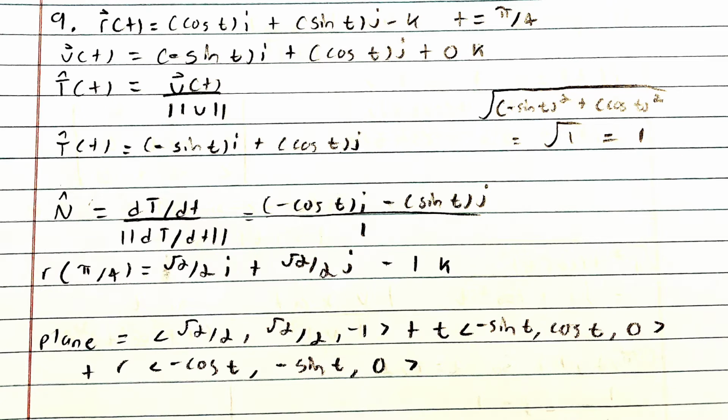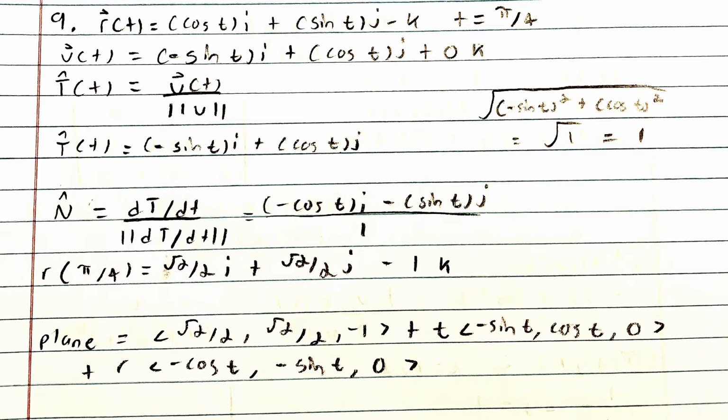And then the next step is going to be to find the normal vector. First things first, we take the derivative of the unit tangent vector to get negative cosine t i minus sine t j. And just like we saw with the velocity vector, when we're taking the magnitude of this, we're going to get 1 again. So now we have both our unit tangent vector and the normal vector.